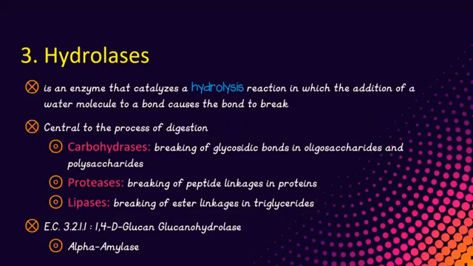An example here is our alpha amylase, with an EC number of 3.2.1.1.